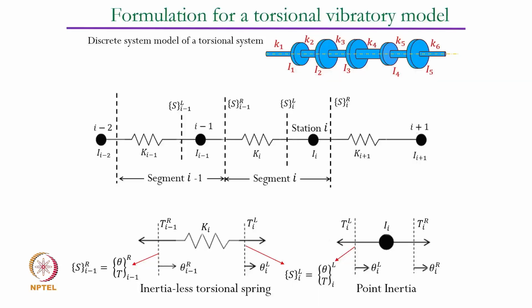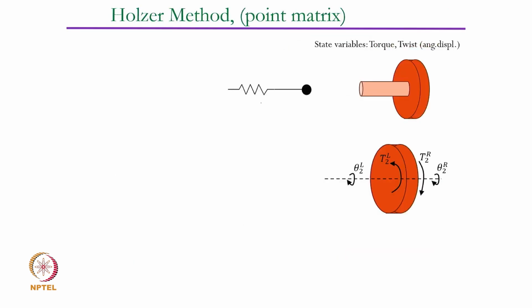Now let us focus on the inertia of the segment, right. So when you have a disc connected to the shaft element, and out of this segment which was defined as a spring and a mass, we are now trying to focus only on the mass element, and the mass element is like a disc. Here on both sides of the disc, on this surface and on this surface, there would be torques and twists that will happen, right.